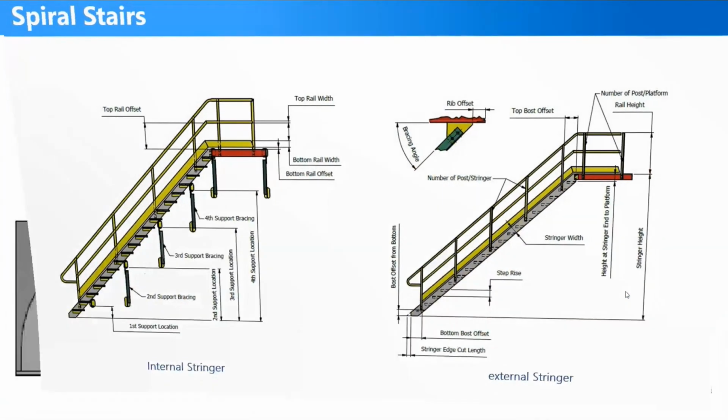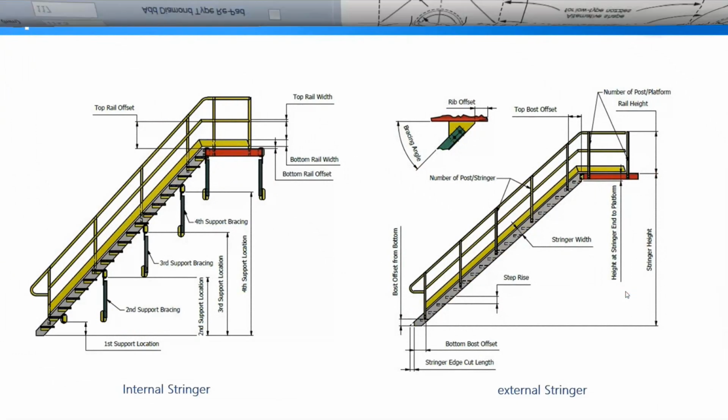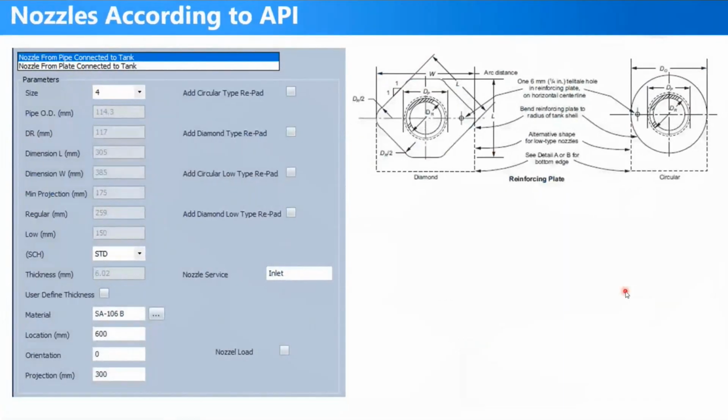You can generate the spiral stairs for the storage tanks and multi-levels. Nozzles are according to the API, so you can select the size of the nozzle as a nozzle from pipe or a nozzle from plate. The neck of the nozzle can be generated from pipe or from plate. You can add a circular repad or a diamond repad.